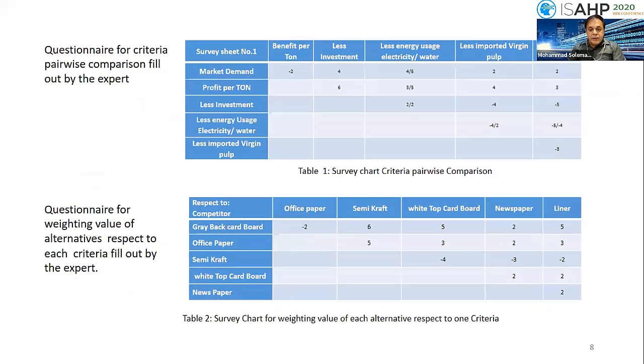As you see in Table 1, illustrated criteria pairwise comparison. As we see, the criteria of market demand and profit per ton have the highest score among the others in the survey. In Table 2, which is the weighting value of each alternative with respect to competitor as an example, gray back cardboard and office paper have gained the highest score among the others. The expert is allowed to give a numerical value from -9 to 9.